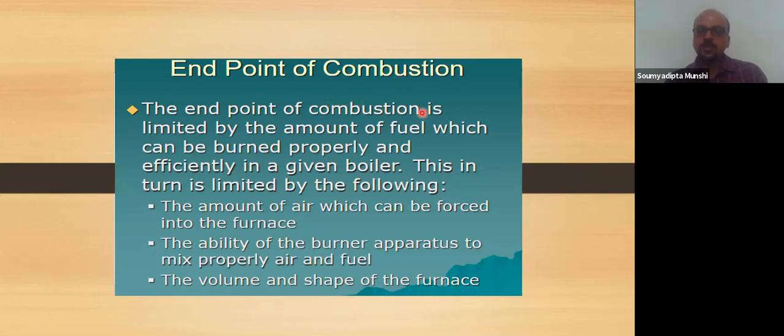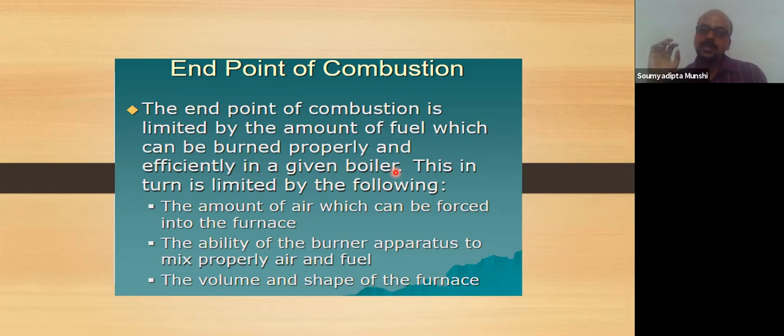So the end point of combustion is limited by the amount of fuel which can be burned properly and efficiently in a given boiler. In each and every boiler, there is some amount of fuel specified at the time of manufacturing. If we burn up to this maximum amount, then the combustion chamber or the boiler works properly and the efficiency is high. If we use more than that amount of fuel, the efficiency goes down.